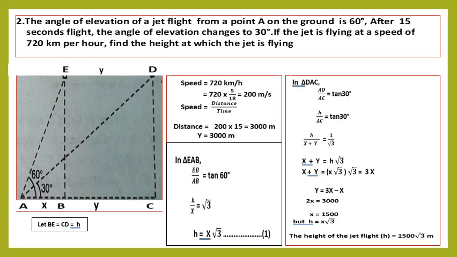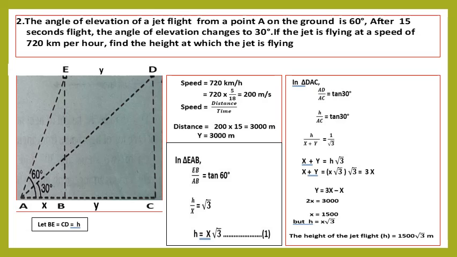In the given figure, let AB be x meters and BC be y meters. The height of the flight is not given. Let it be H meters. That is, BE equals CD equals H meters.